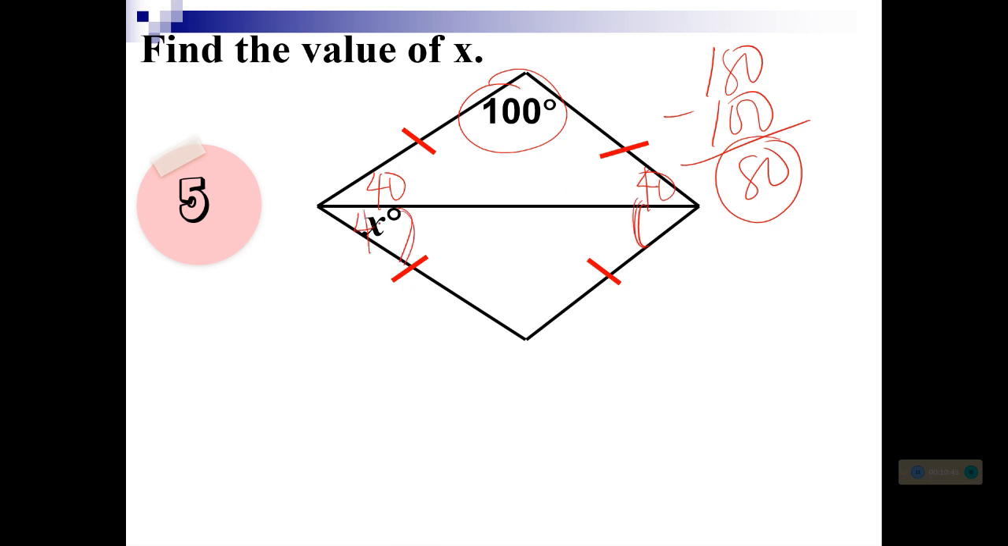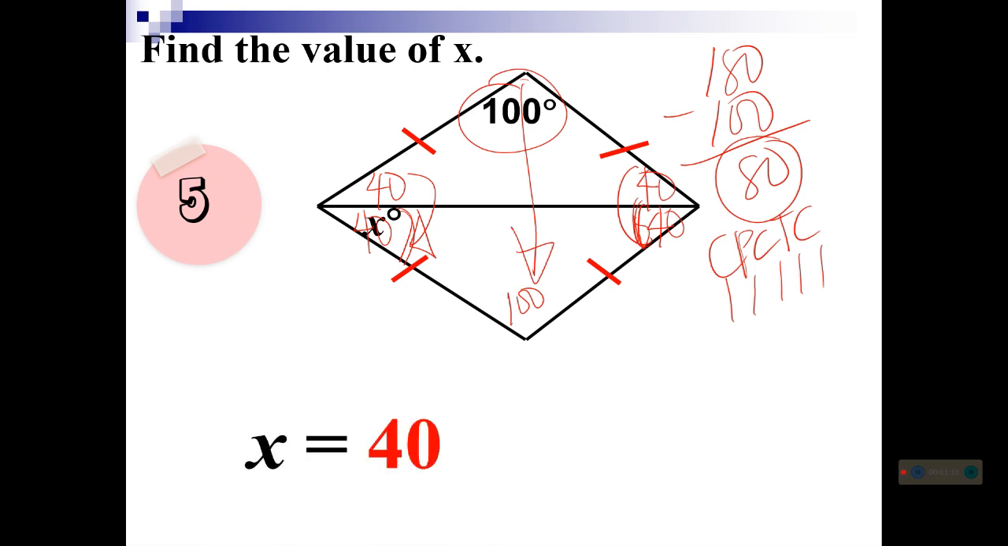Okay, so this will also be 40 degrees. And if you are going to apply the previous topic that we have, CPCTC, I hope you can still recall this. Corresponding parts of congruent triangles are congruent. If you imagine that you can fold this, this part is congruent to this part. This angle is congruent to this angle, and this angle is also congruent to this angle. So that's why our x here is equal to 40.